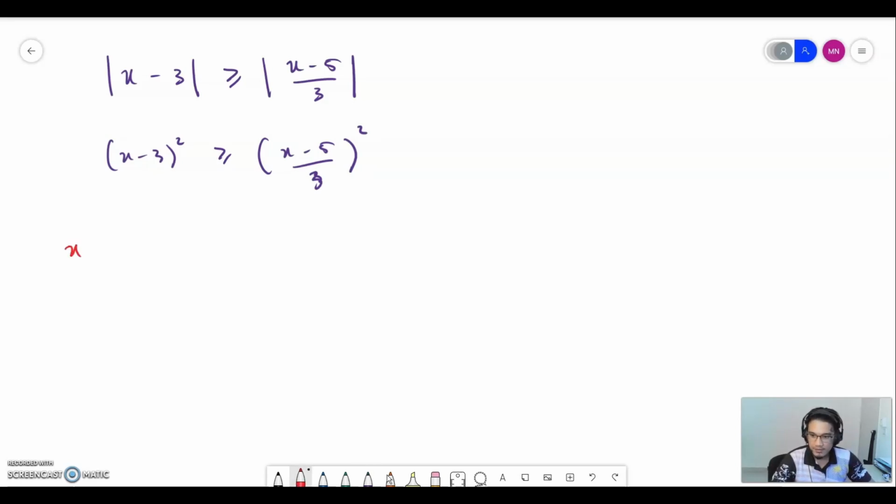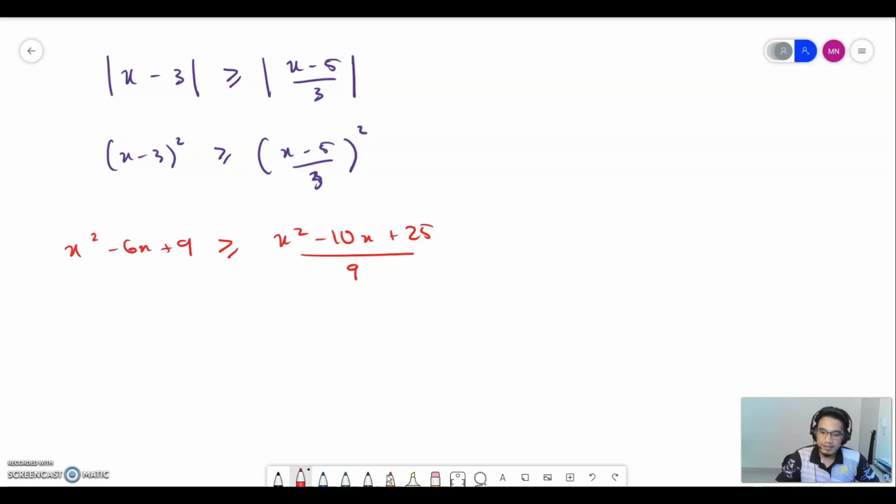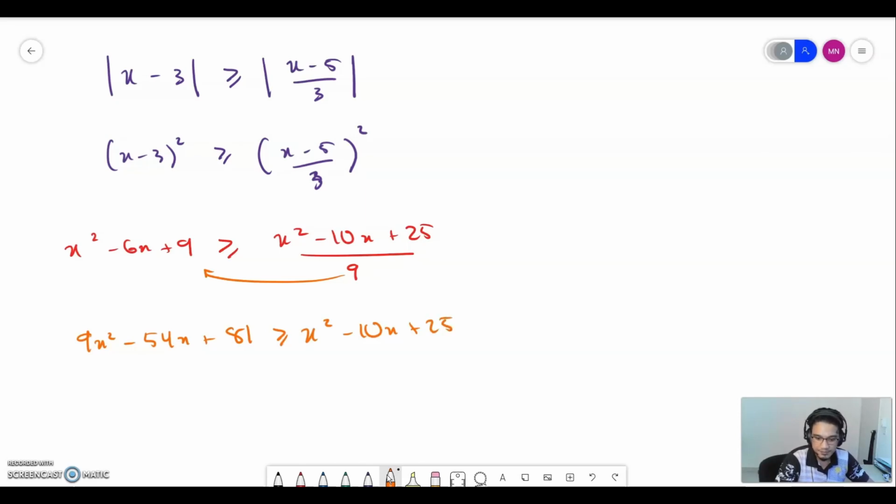So when we expand, we should have x² − 6x + 9 ≥ (x² − 10x + 25)/9. Since the denominator is only a number, 9, with no x or any variables at the denominator, we can just bring 9 to the other side and multiply: 9x² − 54x + 81 ≥ x² − 10x + 25.